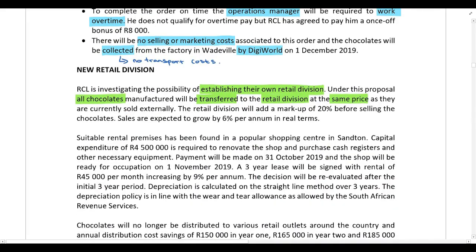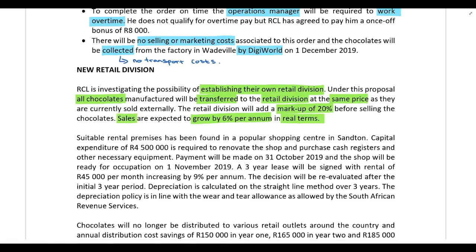And all of the chocolates will then be transferred to the retail division at the same price as they are currently sold externally. The retail division will then add a markup of 20% before selling the chocolates. Sales are expected to grow by 6% per annum in real terms.